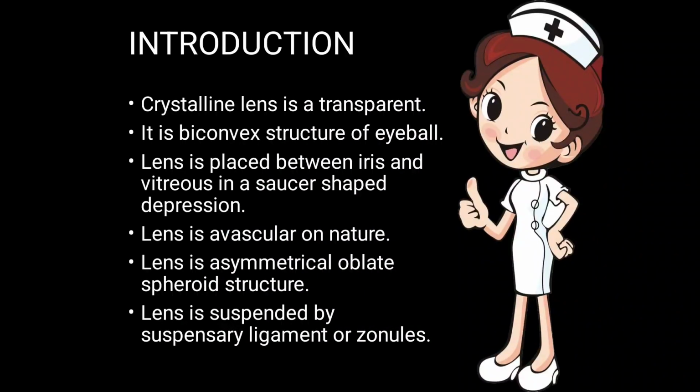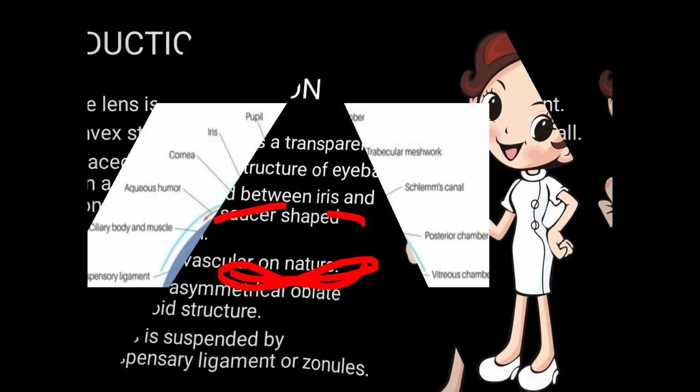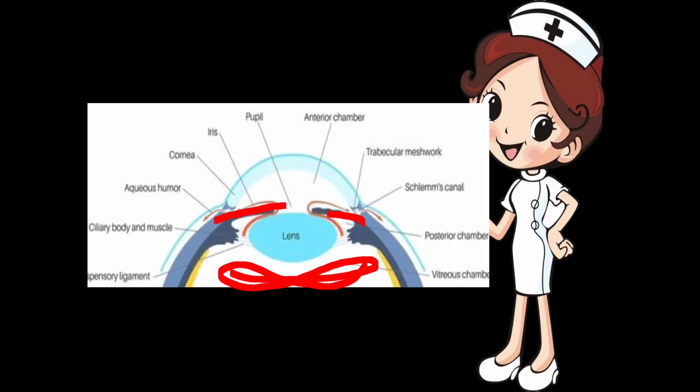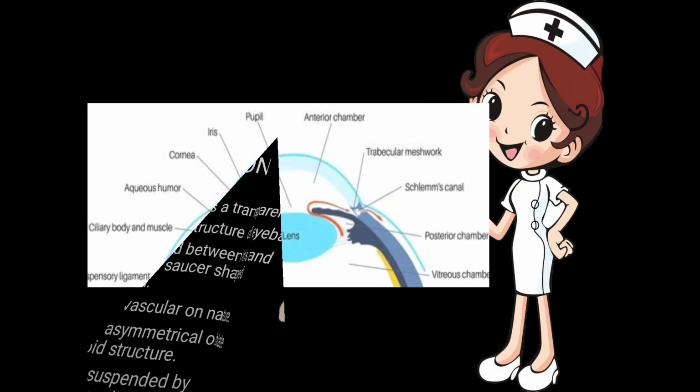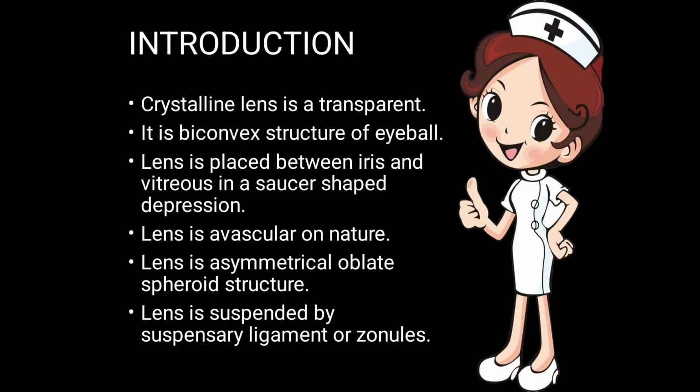Next, lens is avascular in nature. Avascular means there is an absence of blood vessels. There is no blood vessel present inside the lens or in any of the coat of the lens. Lens is an asymmetrical oblate spheroid structure. Lens is asymmetrical because we are not able to divide it into two equal parts. The shape is oblate spheroid, so we can't divide it into two equal parts. That is why it is asymmetrical in nature.